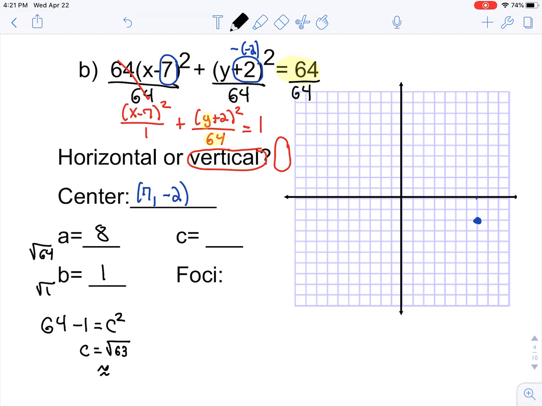The square root of 63 can be written a couple of different ways. We could simplify it and say 3 square root 7. That would actually be an exact value. As a decimal, the square root of 63 is going to be just under 8, so approximately 7.9. Okay, now I'm going to use the simplified 3 square root 7 as my C value.